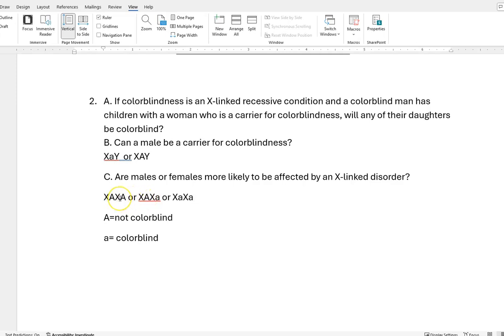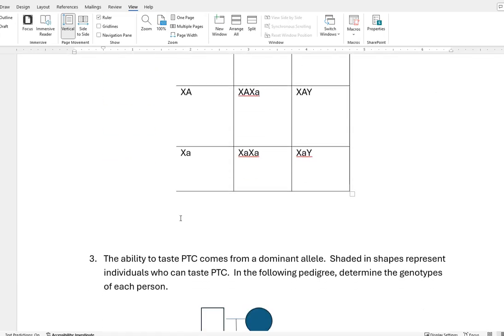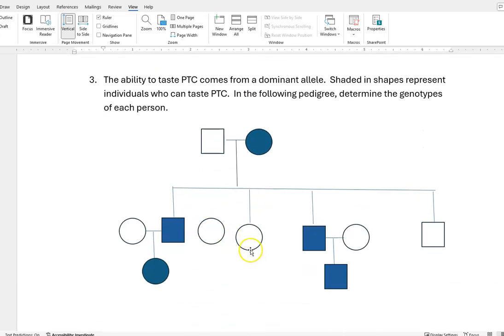So there's 2 different genotypes that a female can have versus males. They only have one possibility, all right? So females can be carriers, males can be not, and therefore males are more likely to be affected by an X-linked disorder because they don't have another X chromosome to basically hide the genetic condition behind. All right. Okay, let's move on to question 3, a pedigree question.